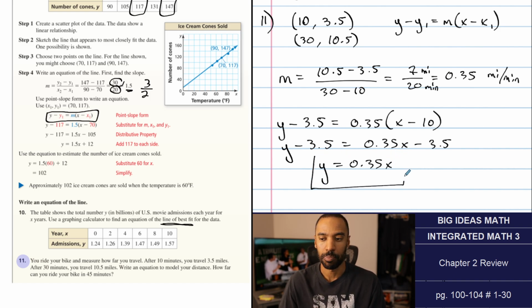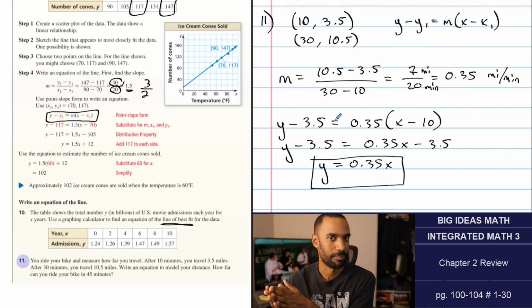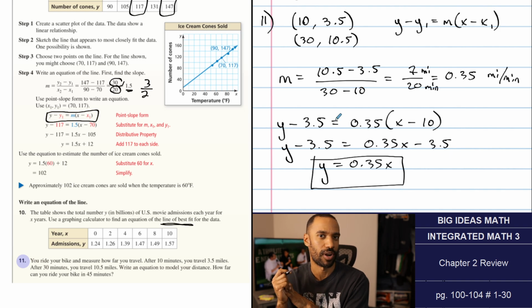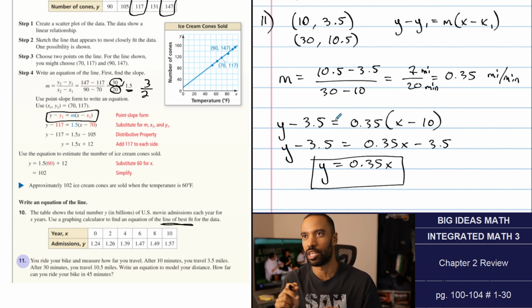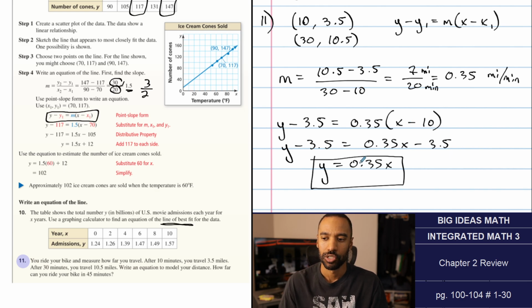That actually makes sense because for this thing here, it says you haven't traveled any miles at any time started. At 0 minutes, you've traveled 0 miles. That's not always true because they might say you're 10 miles away from home, so they might have a plus 10 there to begin with. But this one is just directly proportional in that way. So there's the 0.35x. So there's the equation.